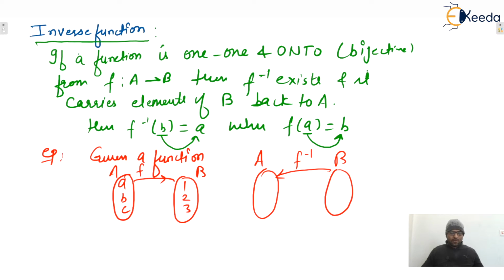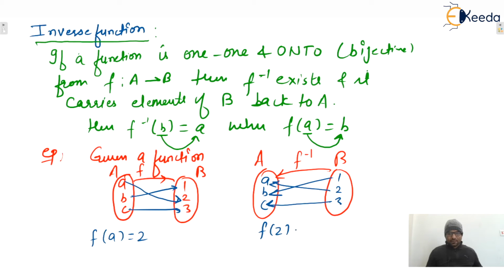Now you only tell me, here three elements are there, A, B, C, and 1, 2, 3. Let's say here A was mapped with 2 and B is mapped with 1, C is mapped with 3. Now 3 will be mapped with C, and 2 will be mapped with A, and 1 will be mapped with B. So here f of A was 2, so here f inverse of 2 becomes A in the inverse function, isn't it? I hope this one is clear to everyone.